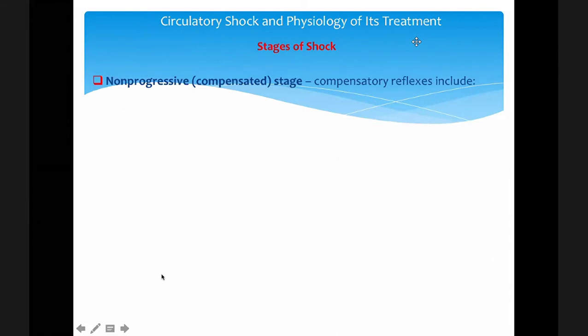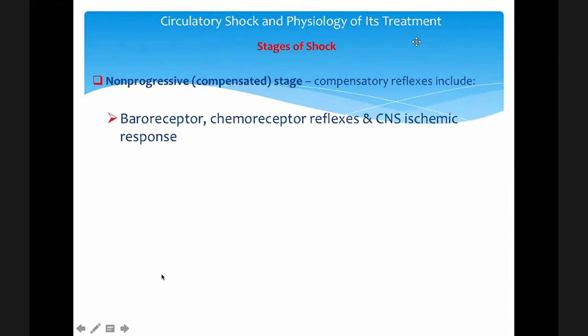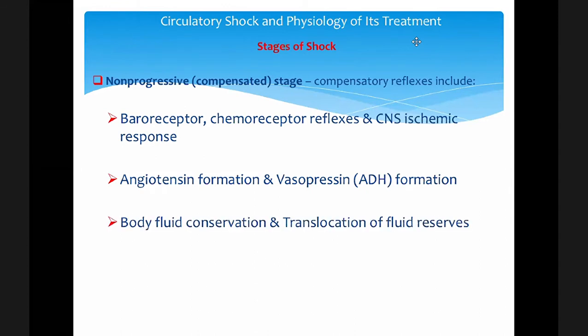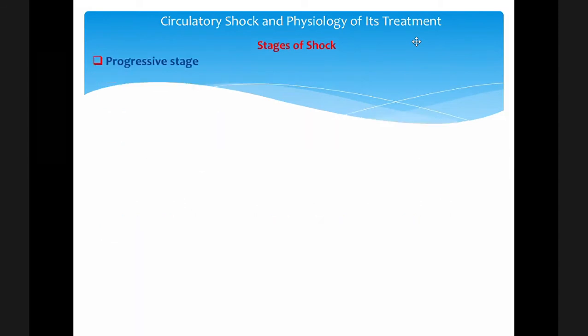Alright. The non-progressive stage, alam na natin to, baroreceptor or CNS ischemic response. There's activation of the RAA system and activation of the vasopressin to keep the volume up, and the local conservation, translocation of fluid reserve. Ito yung, di ba, sa veins, venous capacitance niya. You try to vasoconstrict the veins para mag-add ng increased venous return to somehow increase the cardiac output and the BP. And then we stimulate the thirst and drinking mechanism para uminom ka.